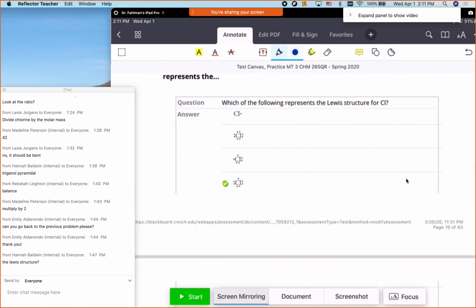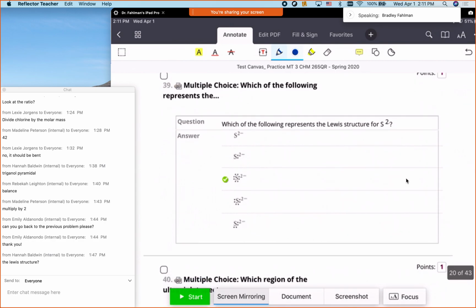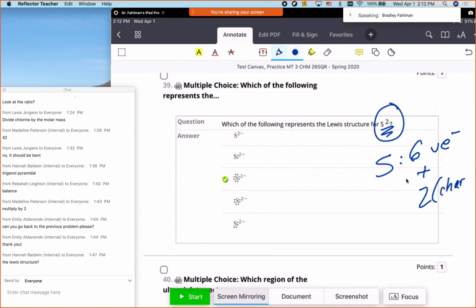Which represents the Lewis structure for chlorine, so just the atom itself. It has 7 valence electrons, so just put 7 electrons around it. And S2 minus, okay, so sulfur has 6 valence electrons, but you're adding another 2 for the charge. So that's a total of 8 valence electrons, so you just put 8 around it. And then you indicate the charge as well.